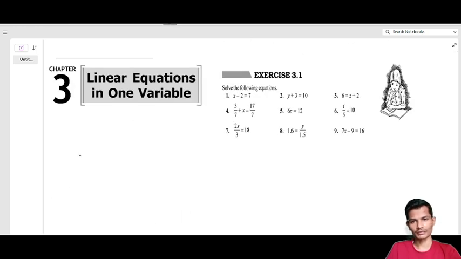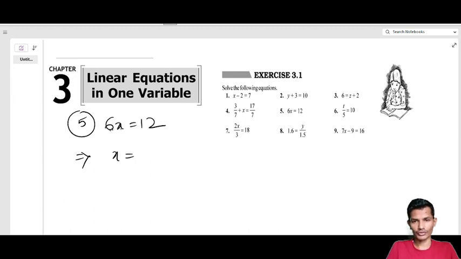Next question is the fifth one. The fifth question is 6x equals 12. We need to find out the x value. So here 6, and in between 6 and x there is nothing, they don't have a positive sign or negative sign. If they have not given anything, that means it is a multiplication, 6 into x.